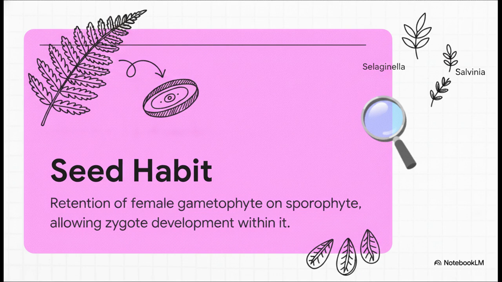Think of this incredible adaptation as a protective incubator for the developing embryo. It's an essential precursor step to modern seeds, and it's first observed in heterosporous pteridophytes like Selaginella and Salvinia. Keep this concept in mind. It really sets the stage for the rest of the plant kingdom.